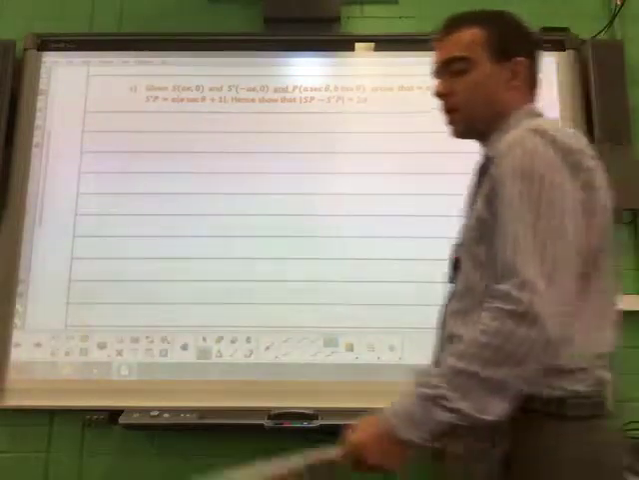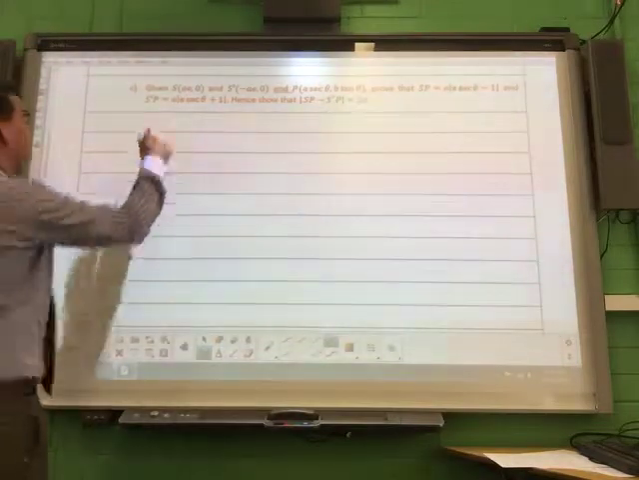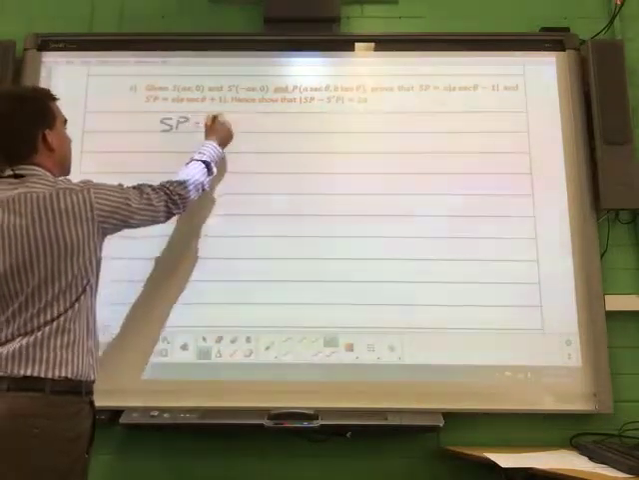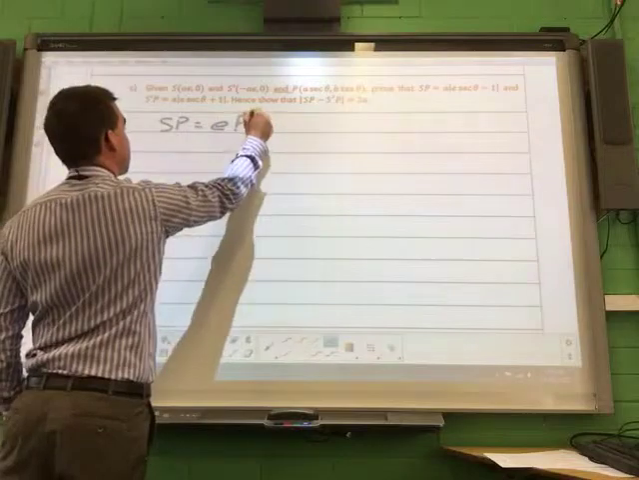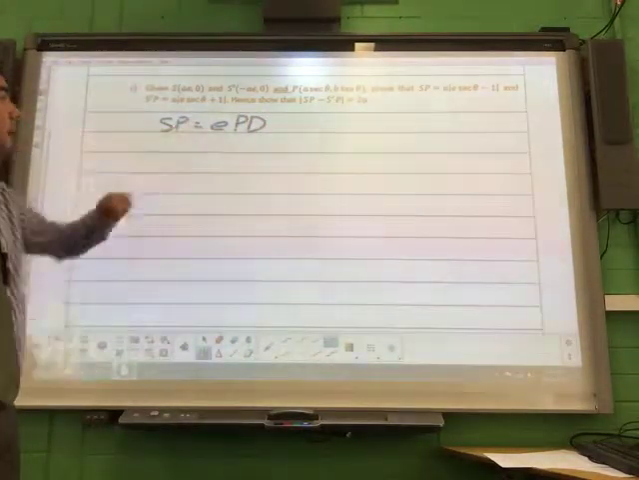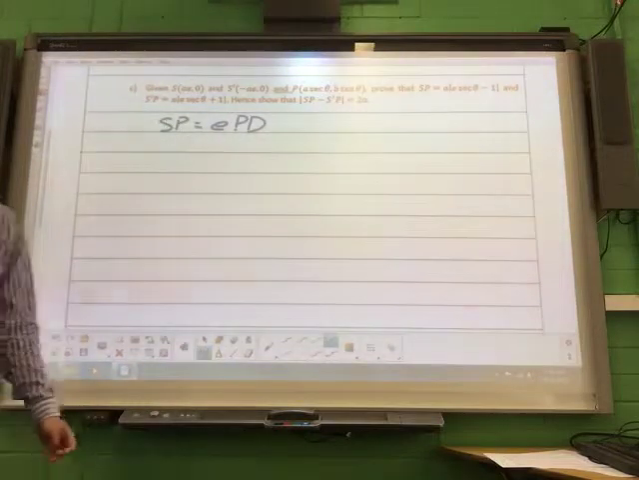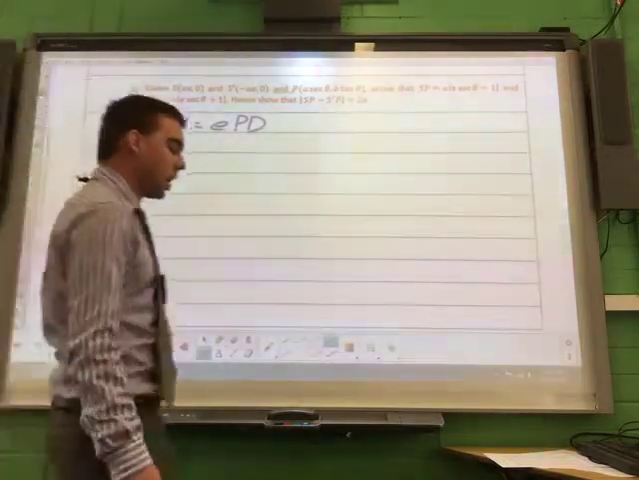Right, so we need to remember our definition of our hyperbola. SP is going to be equal to E, eccentricity, times PD. So really SP over PD is equal to E, because eccentricity is the ratio. And don't forget the eccentricity is greater than 1 for your hyperbola, less than 1 for your ellipse, greater than 1 for your hyperbola.